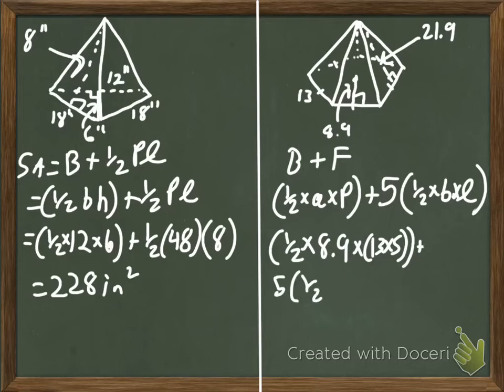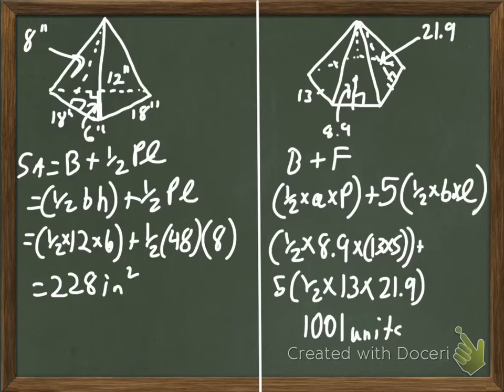5 times 1/2 times the base, which is 13, times the slant height, which is 21.9. And if you multiply and then add those together, you see you get 1,001. And then I didn't have a unit there, so we're just going to call it units squared. So 1,001 units squared.